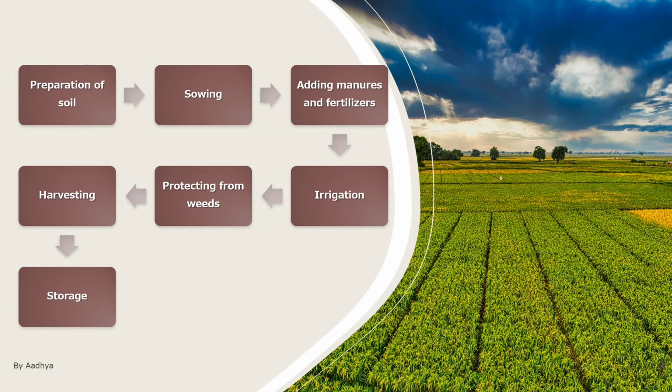The next and most important step is protecting from weeds. Weeds are nothing but unwanted plants. Sometimes when we are growing a particular crop like wheat, around a particular wheat plant there may be unwanted plants present. They absorb the nutrients from the soil, and so the nutrients required by the wheat plant are not obtained. Ultimately, the wheat plant will die. These are called weeds.